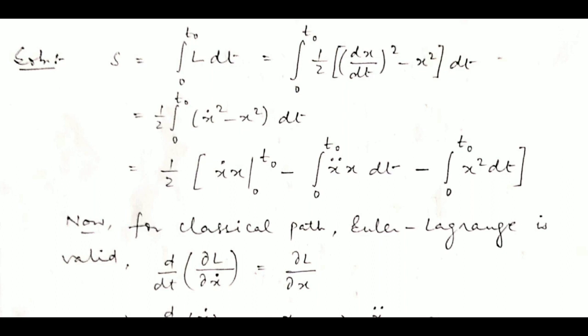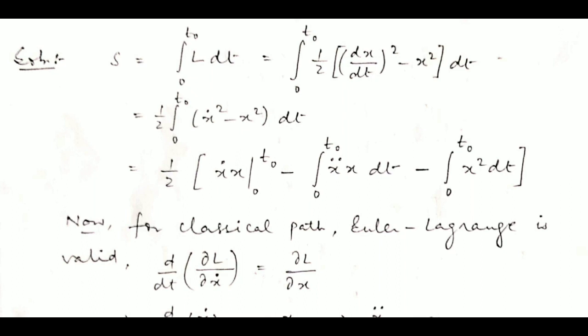Now if we do integration by parts in the first term, which is x dot square, we get the action as half into x dot x from 0 to t naught minus integral of x double dot x dt from 0 to t naught minus x square dt from 0 to t naught. Now to simplify this expression, we need to know what is x dot and what is x double dot, and for that we need to use the condition given in the question that we are asked to evaluate the action along the classical path.